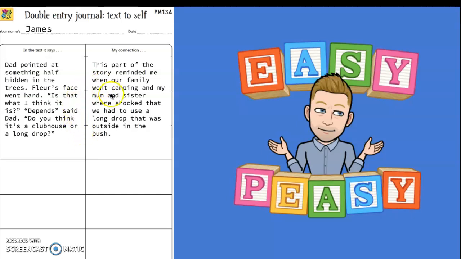On the right hand side, you write the connection you had. So, when I read that part of the story, I had this connection. This part of the story reminded me when our family went camping, and my mum and sister were shocked that we had to use a long drop that was outside in the bush. So you can see there, I read a part of the story, it reminded me about something that happened in my life, so I wrote it down in the My Connections column.